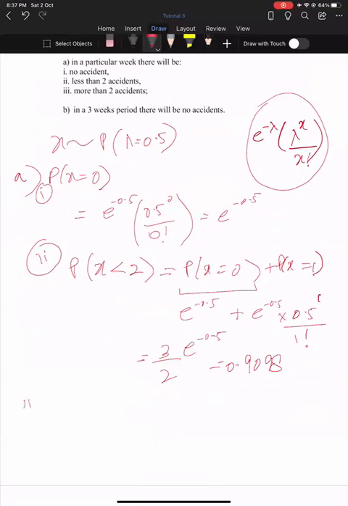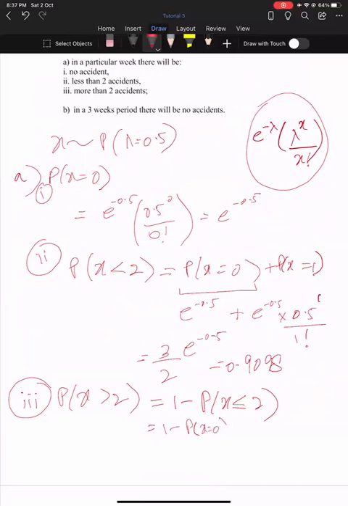For part 3, we have more than 2 accidents. So x is greater than 2, which is the same as 1 minus the probability that x is less than or equal to 2. So we already know that it's 1 minus either x is 0 or x is 1 or x is 2. For the first two, we already worked them out in part 2, and we just have to find the last one.